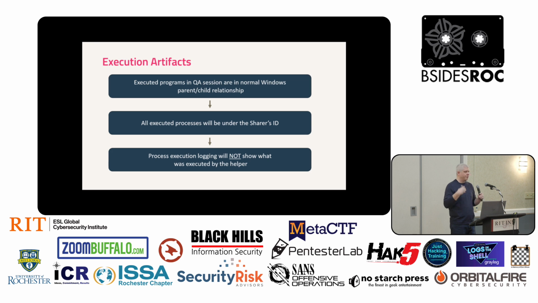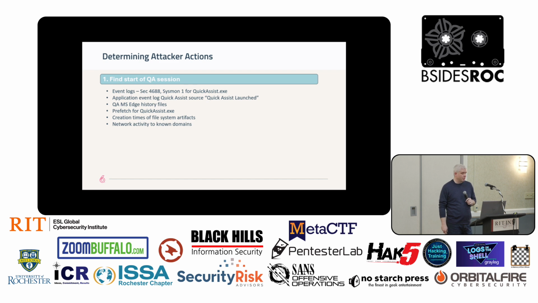Unfortunately, there's nothing in the process execution logging that is going to show what was executed by the helper. So if you have 4688 turned on, or Sysmon process execution logs, or your EDR logs, there is nothing in there that I have been able to find yet that says, oh, this was executed from a Quick Assist session. The logon IDs, or the logon sessions, are the same as the user. The desktops are the same as the user. It's as if the attacker was physically sitting next to the victim. However, that doesn't mean we can't figure this out.